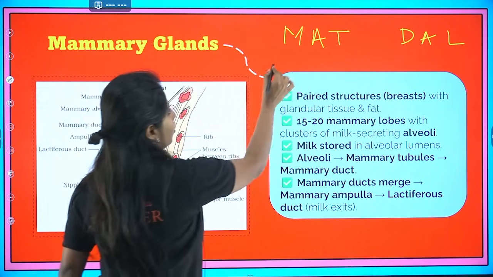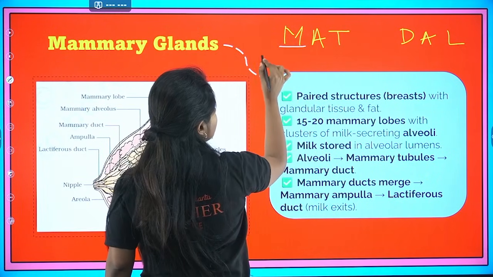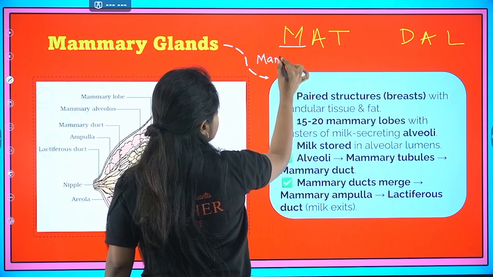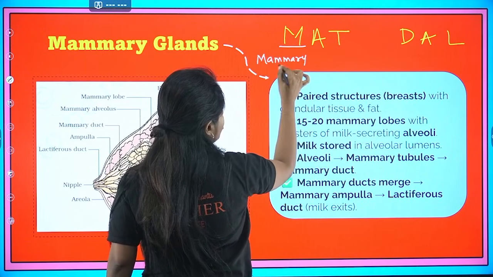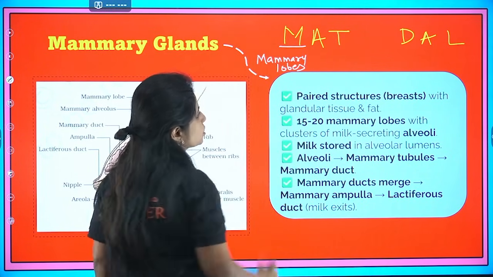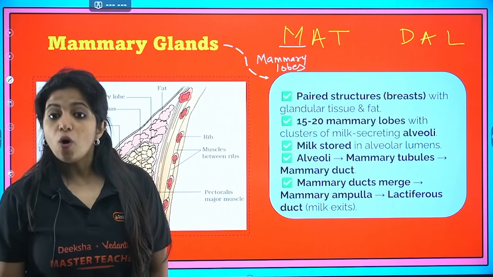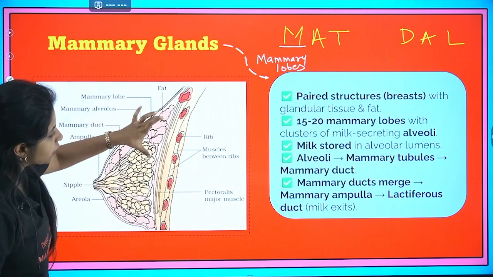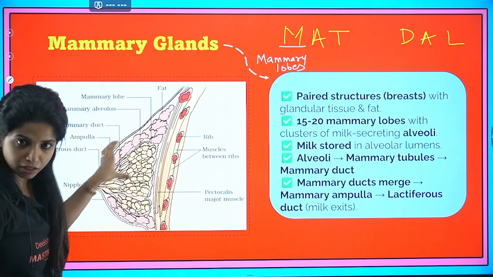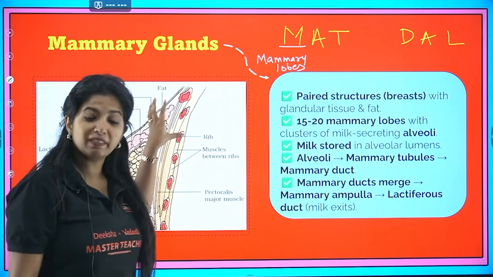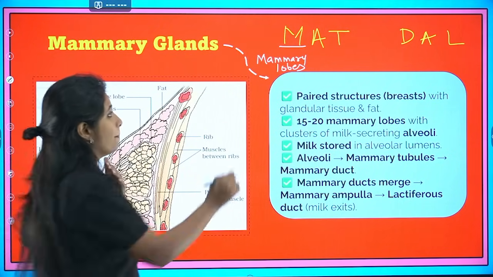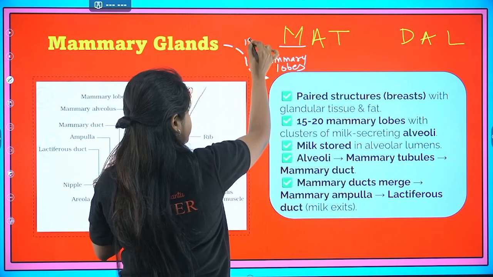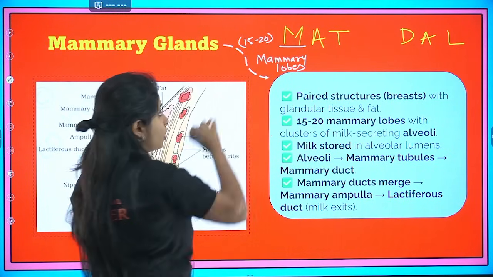M stands for the mammary lobes. How many mammary lobes are there? Almost 15 to 20. So basically, if you see the structure, it is divided into multiple lobes. In this picture it's not clear, but I am telling you there will be multiple lobes. What are these? Mammary lobes. How many of them? 15 to 20 mammary lobes will be there.